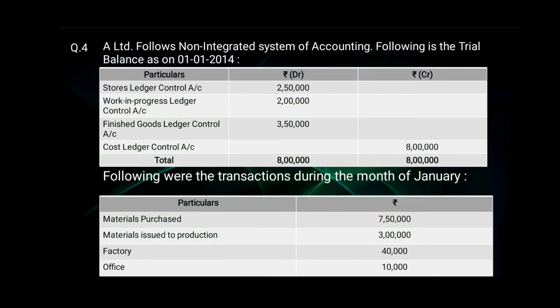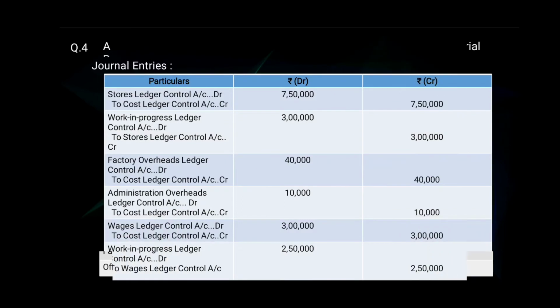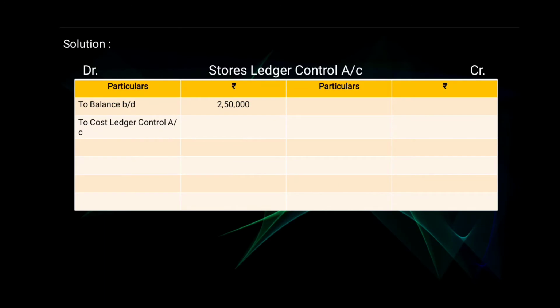Now let us start recording the expenses. So first expenses, materials purchased. Amount is 7,50,000. So the journal entry we had recorded as stores ledger control account debit to cost ledger control account. Amount is 7,50,000. So the first effect will give in stores ledger control account as to cost ledger control account. Amount will be 7,50,000.